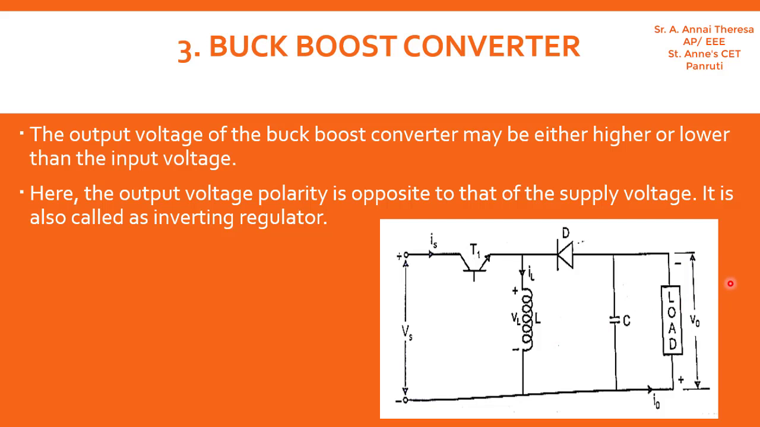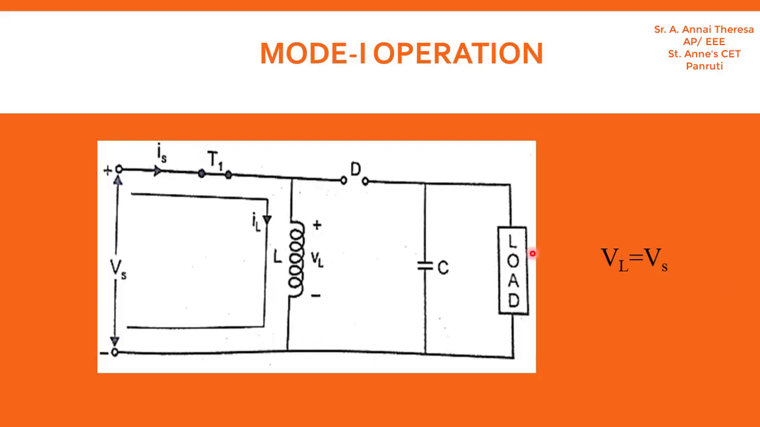As in the case of buck and boost converters, here also there are two modes of operation. First mode, when the switch is on. When the switch is on, there will be current through this transistor. Here also we are using a BJT, but any type of transistor you can use, MOSFET or IGBT. By giving the signal, we can switch on this transistor, and the current will flow through this inductor, and this inductor will start charging. It will charge the current from I1 to I2. So the current through this inductor will be increasing from I1 to I2.